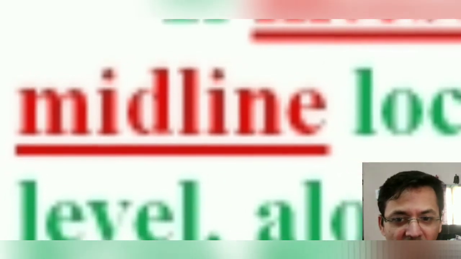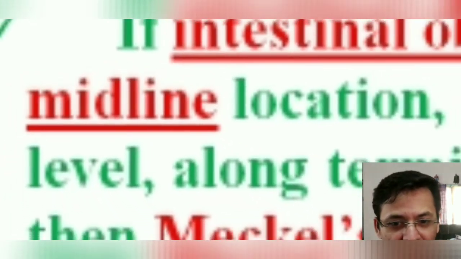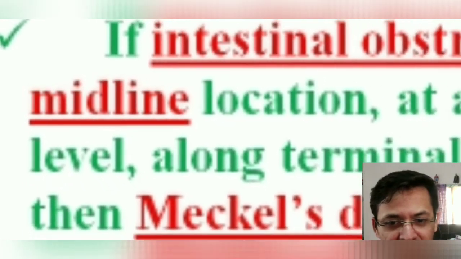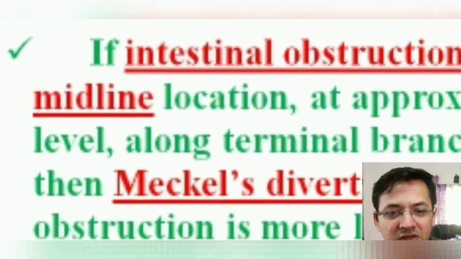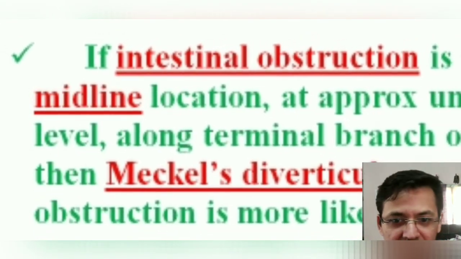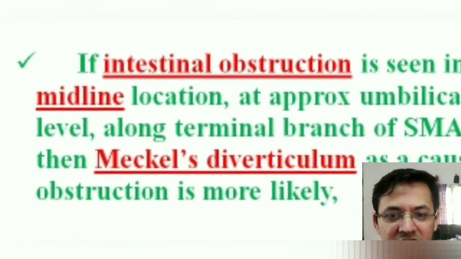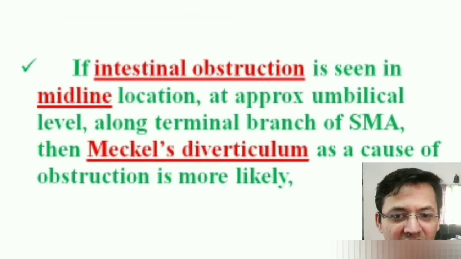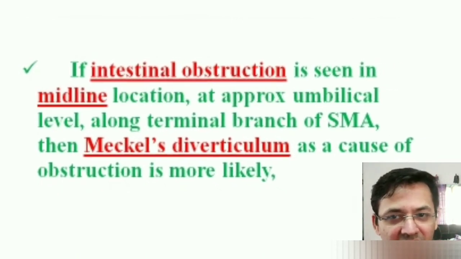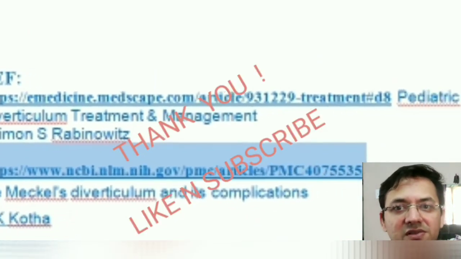If intestinal obstruction is seen in a midline location at approximately umbilical level along the terminal branch of the SMA, then Meckel's diverticulum as a cause of obstruction is more likely, we should consider. Whether Meckel's diverticulum is seen or not, if we see this finding, that is intestinal obstruction with a transition zone at midline location approximately at umbilical level in young adults, we should consider the possibility of Meckel's diverticulum.